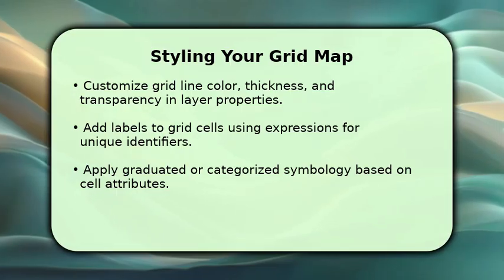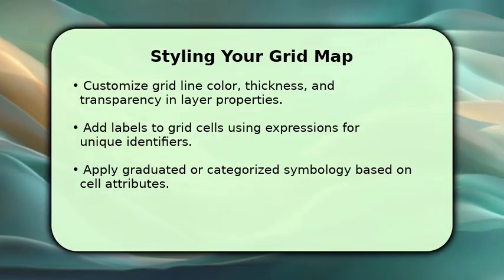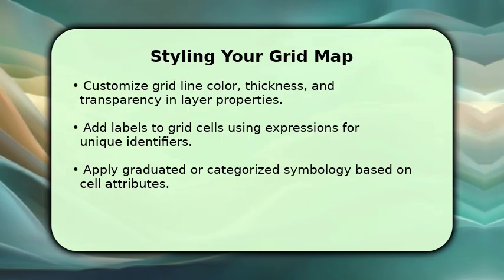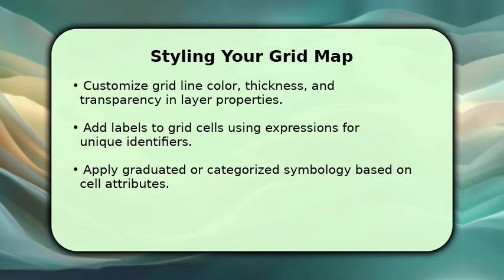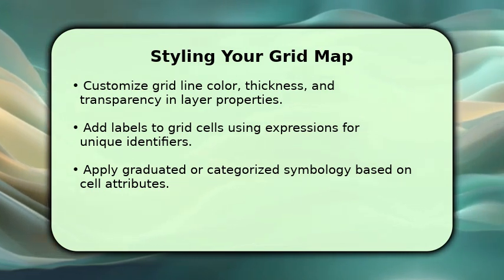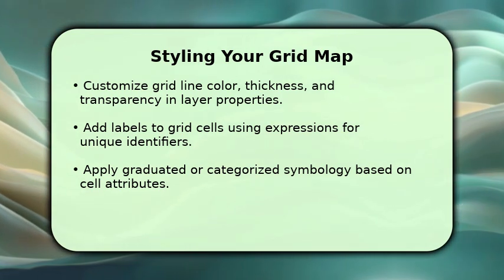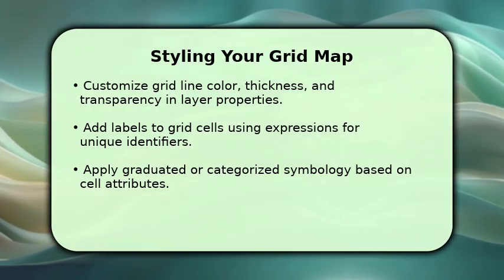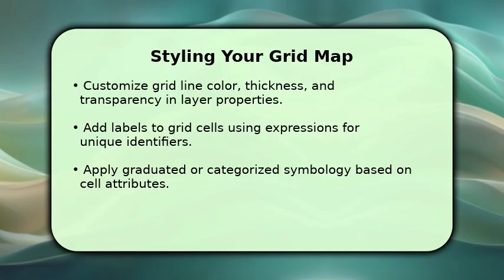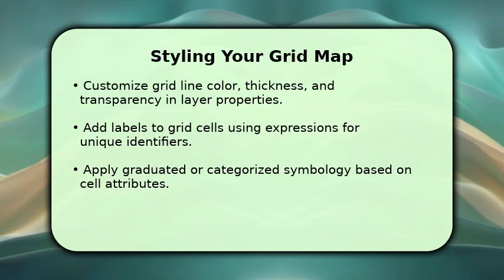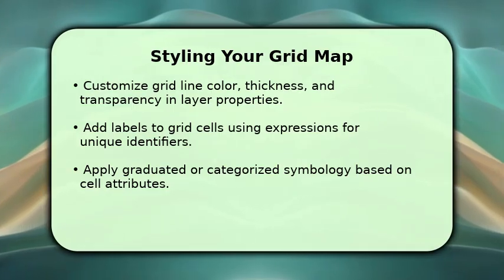Once your grid is generated, it's time to make it visually appealing and informative. In the layer properties, you can easily customize the grid lines by adjusting their color, thickness, and transparency. To enhance clarity, consider adding labels to each grid cell, perhaps using an expression for a unique identifier. Furthermore, you can apply graduated or categorized symbology to represent data within each cell, making your map more insightful.